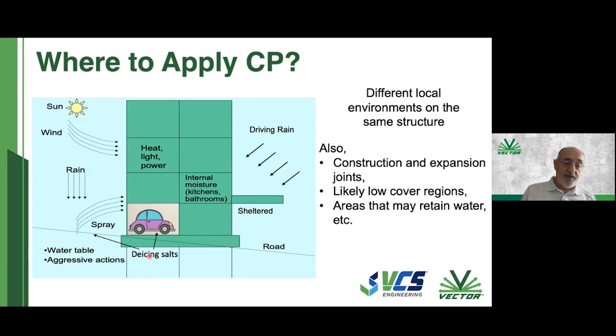That's one of the major areas that you need to protect, but also construction and expansion joints. Construction joints actually are quite susceptible. So when you're building your structure, you may want a layer of anodes at every point where you're building a new level of concrete.